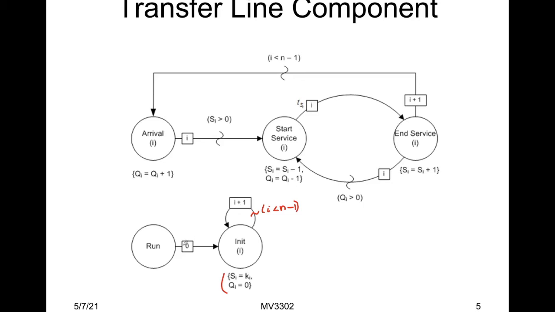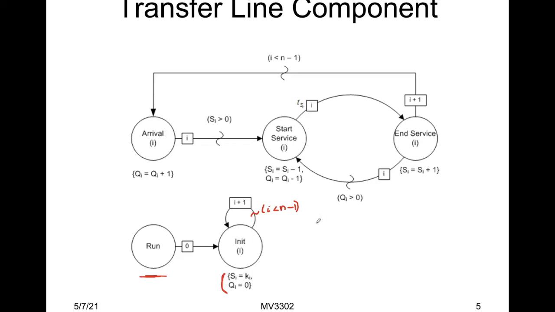Okay, so what does this do? Run. Now, normally we would initialize all of our scalar state variables here. If there were scalar variables, we would certainly initialize them here. In this case, we don't have any scalar variables, so we're just going to leave that blank. The array state variables, we're going to initialize them one at a time using this for loop here. So run will schedule init 0. Init 0 will set S0 equal to K0 and Q0 equal to 0.